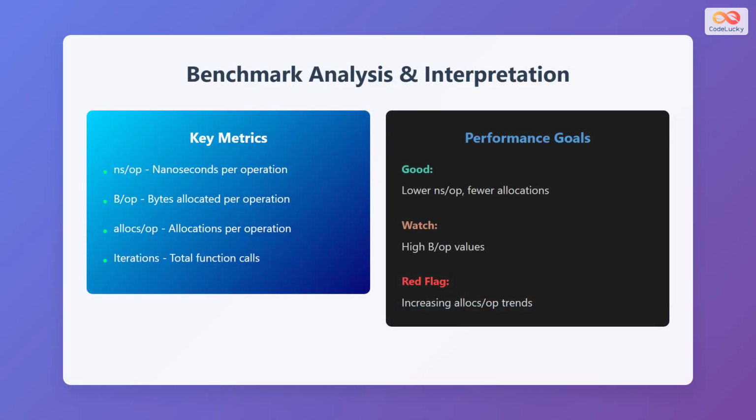Let's analyze and interpret benchmark results. The key metrics to consider are nanoseconds per operation, which indicates the time taken per operation. Bytes allocated per operation indicate memory usage. Allocations per operation indicate the number of memory allocations. Iterations is the total number of function calls.